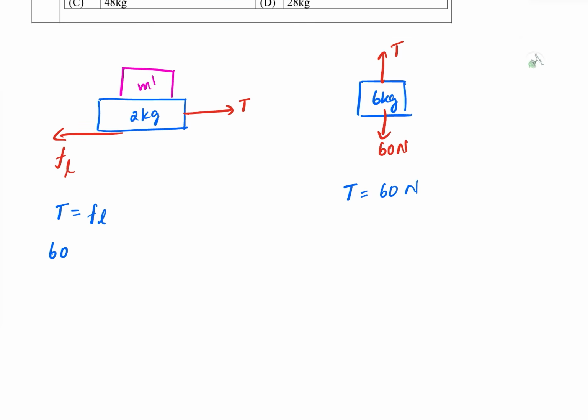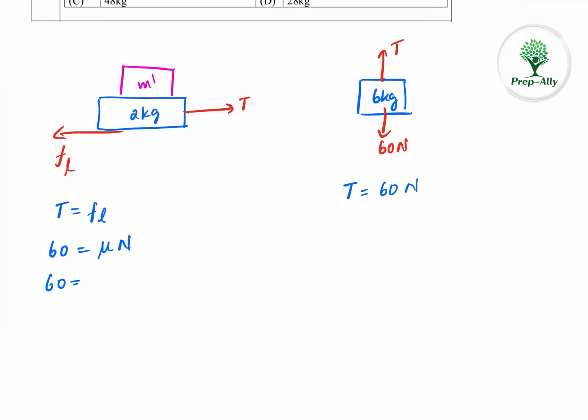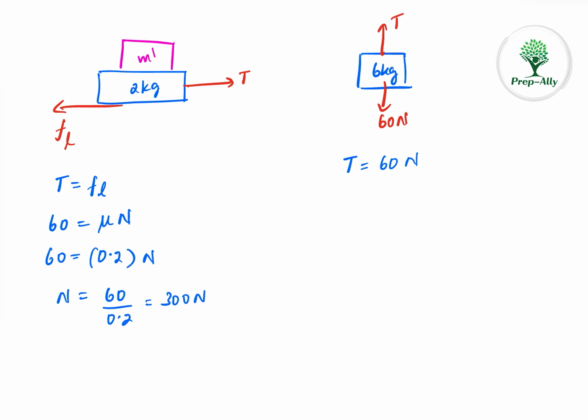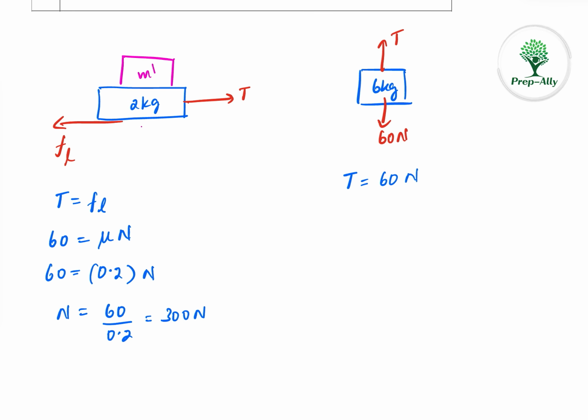So we have 60 is limiting friction, which is mu into normal reaction. Now mu value the question states is 0.2. So it is 0.2 into N. So we get N equal to 60 by 0.2. That is 300 Newton. Now what is the normal reaction? So we have to get this normal reaction, right?